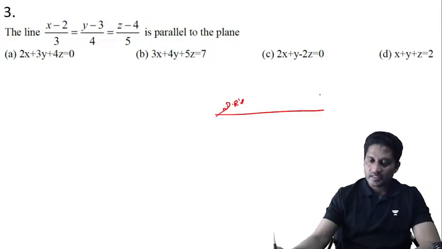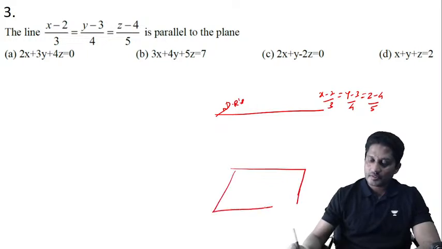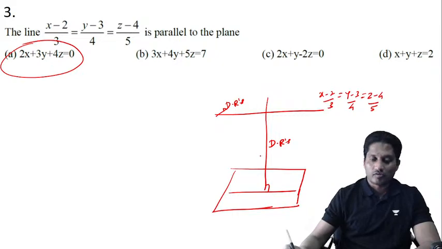DRs of this line is (x minus 2)/3, (y minus 3)/4, (z minus 4)/5. The line is parallel to which plane? Suppose I take the first plane, first option. DRs normal to the plane, if I take the DRs normal to the plane, here it is 2, 3, 4.